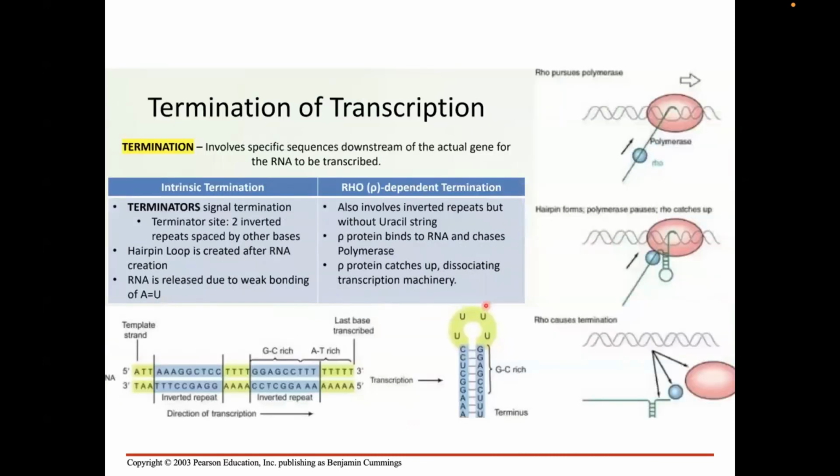And then last na major step natin, so tapos na tayo sa initiation and elongation, nandito na papasok yung termination ng transcription. Under po ito ng transcription. Termination involves specific sequences downstream of the actual gene for the RNA to be transcribed. Meron tayong tinatawag na intrinsic termination and then the Rho-dependent termination.